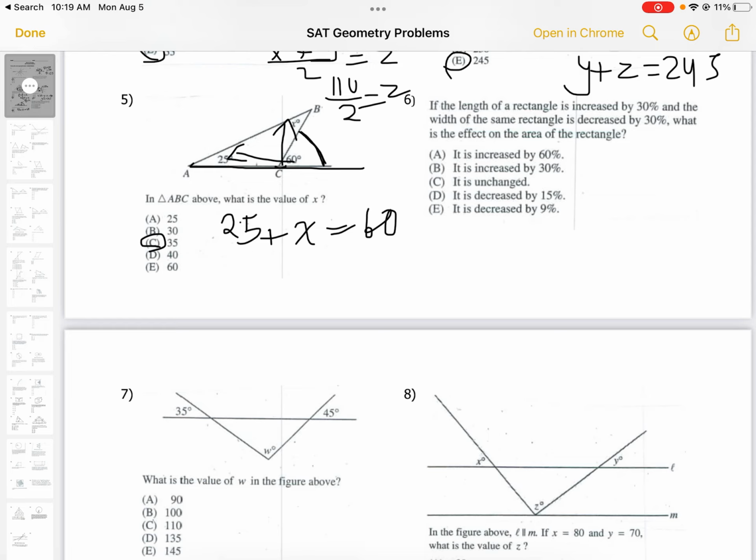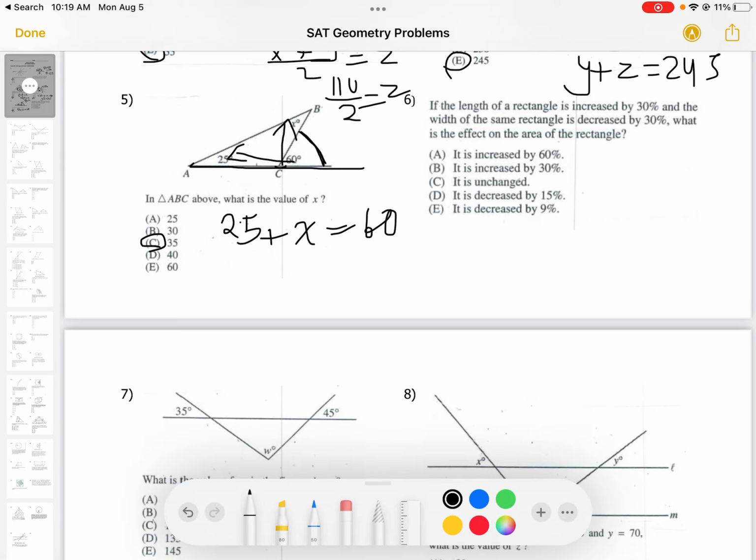Okay, number 6. If the length of a rectangle is increased by 30% and the width of the same rectangle is decreased by 30%, what's the effect on the area of the rectangle? Okay, say we have... Let's pick some nice numbers. Since everything is in percent, we'll do it in 10. Okay, so assume that this side is 20 and that side is 10. So the area is 200, right?